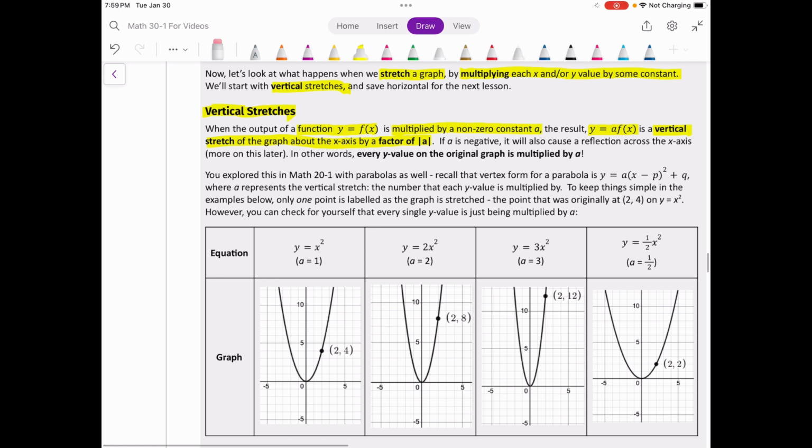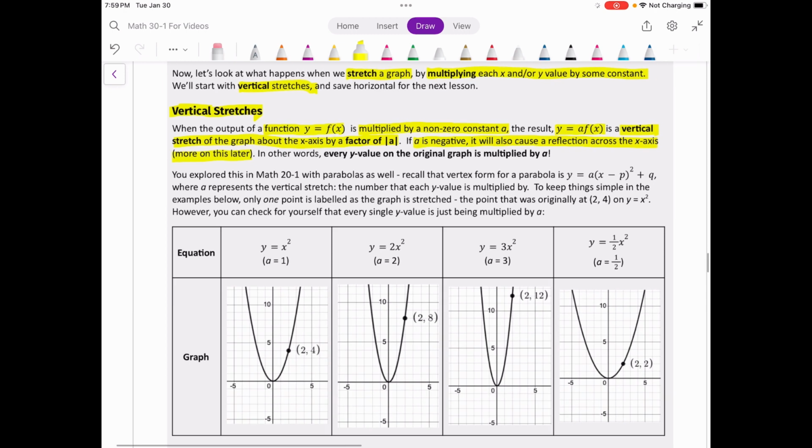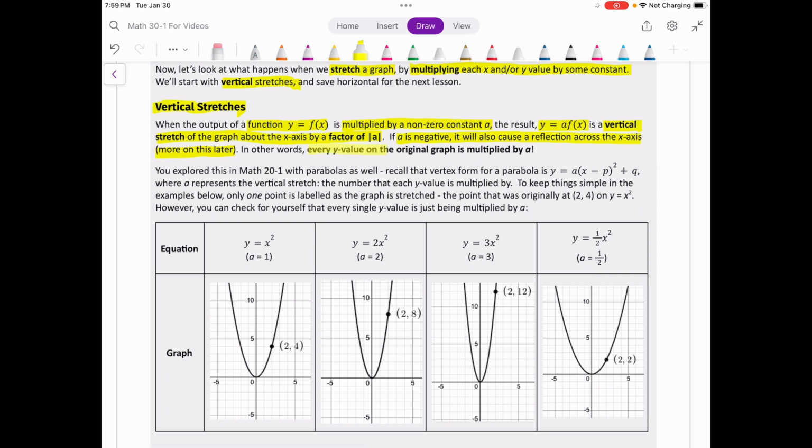If A is negative, like I said, it will also cause a reflection across the x-axis. We'll talk more about that later. For now, we're going to focus just on the stretching side of things, okay? In other words, every y value on the original graph is just multiplied by A. It's a vertical stretch, right? Vertical translations added something to every y value. Vertical stretches multiply something by every y value. Every single y value on the original graph is multiplied by A. That's really all that is happening in a vertical stretch.